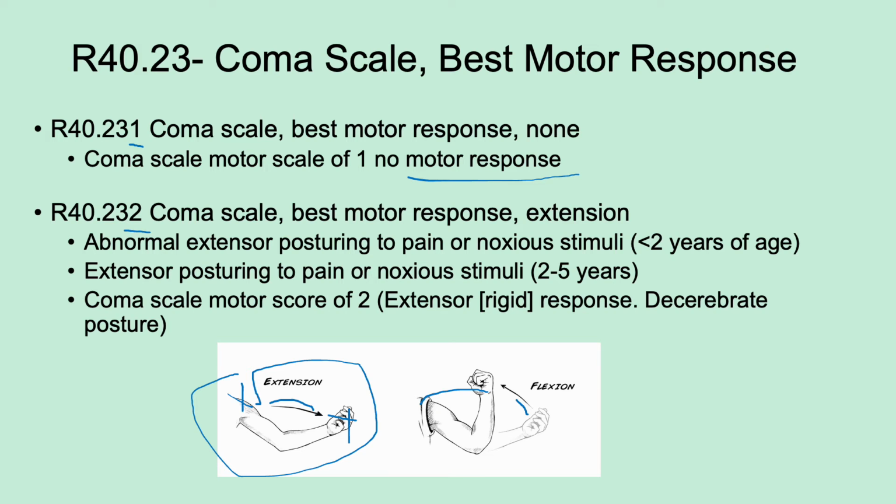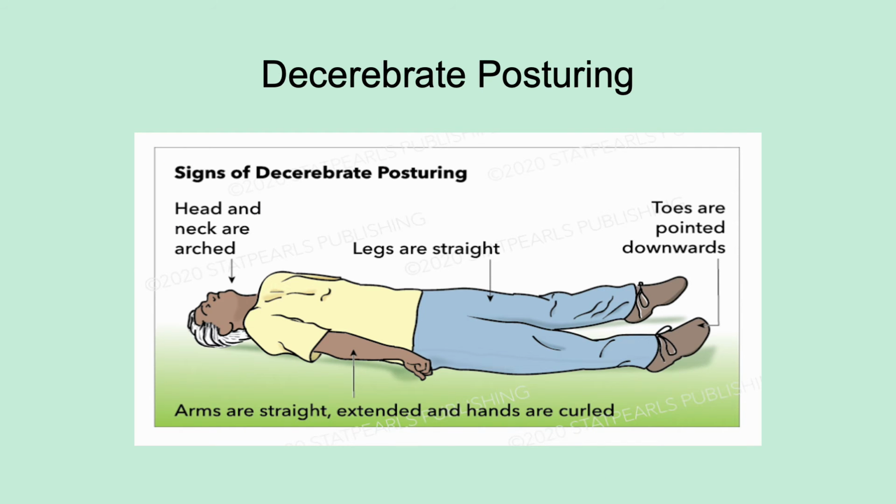So let's look at a picture of this decerebrate posturing. Notice the head and neck are arched, the legs are straight, toes are pointed downward, arms are straight, extended, and the hands are curled. Okay, so that's for that one.